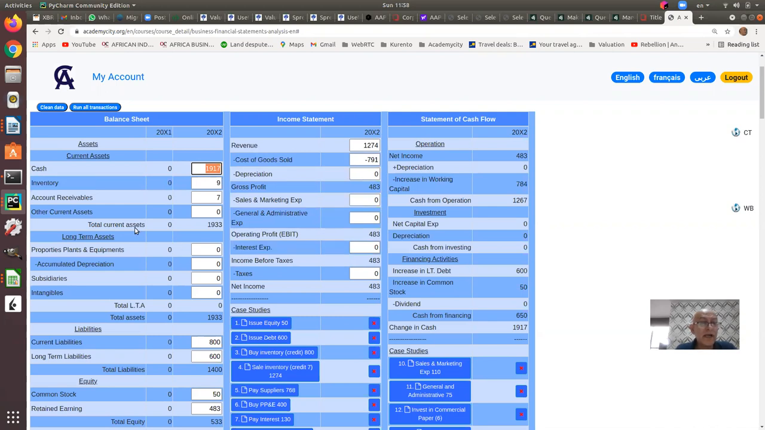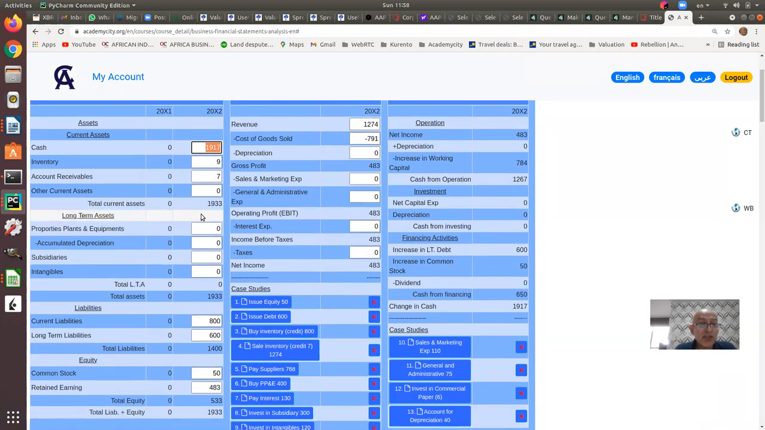What happened to the total current assets? Remember, very important point. Why? Because it's the change in the current assets minus the change in the current liabilities. In this example, current liabilities haven't changed. So we want to know now how much is the change in the current assets, not including cash. Where are they? 9 plus 7, how much is it, guys? Anybody? 16. It's 16, is that right? So I'm expecting, it says increase in working capital, it is 784.